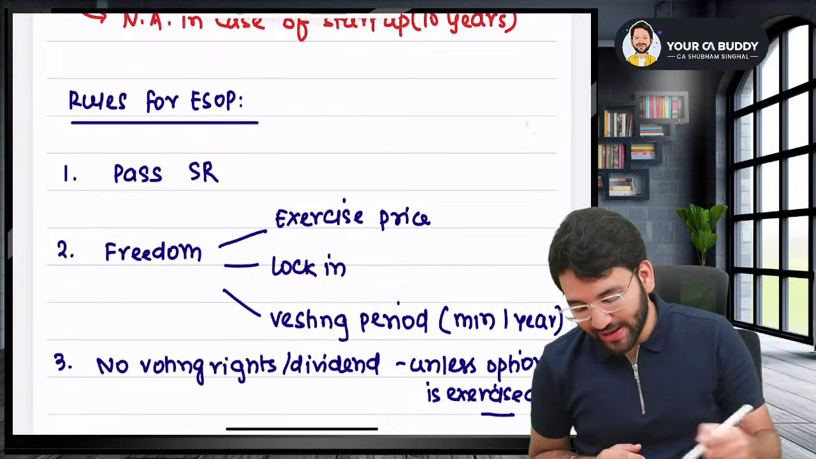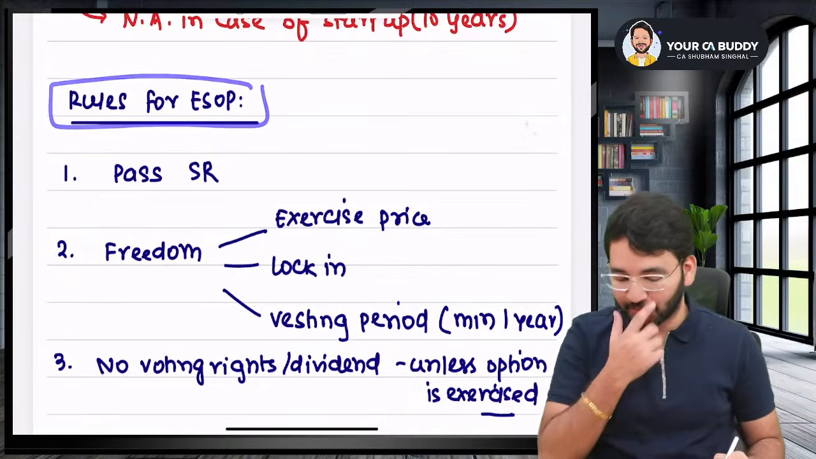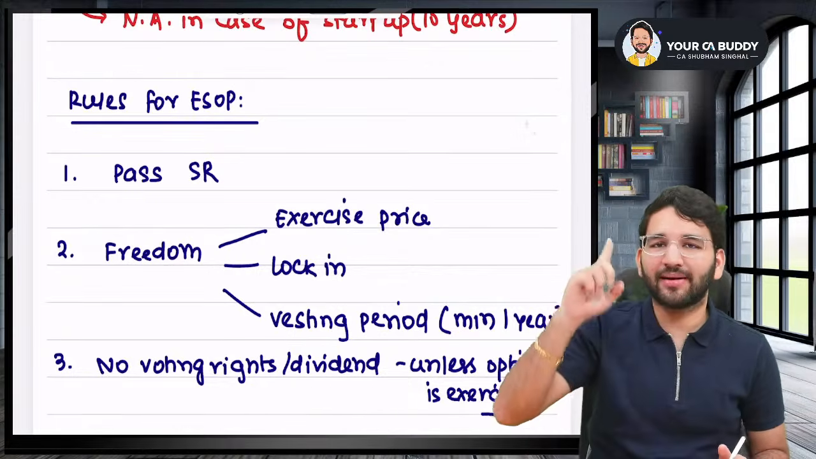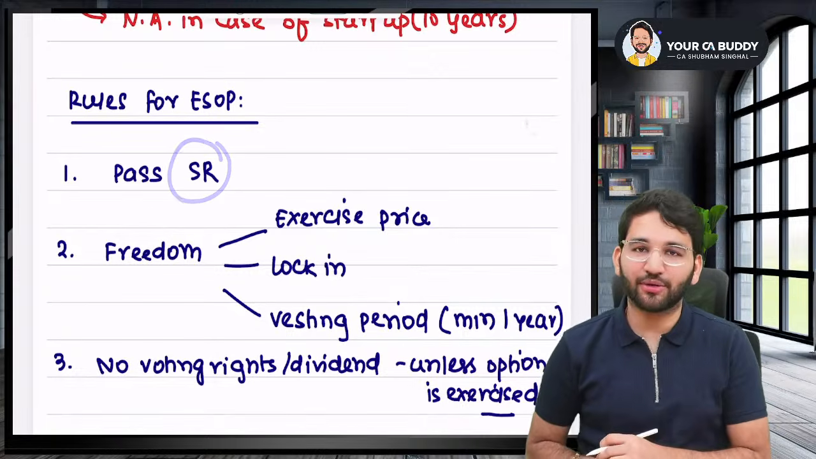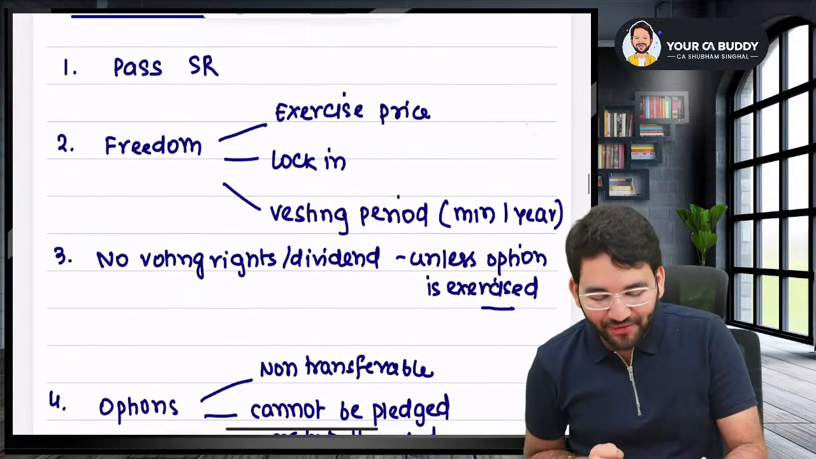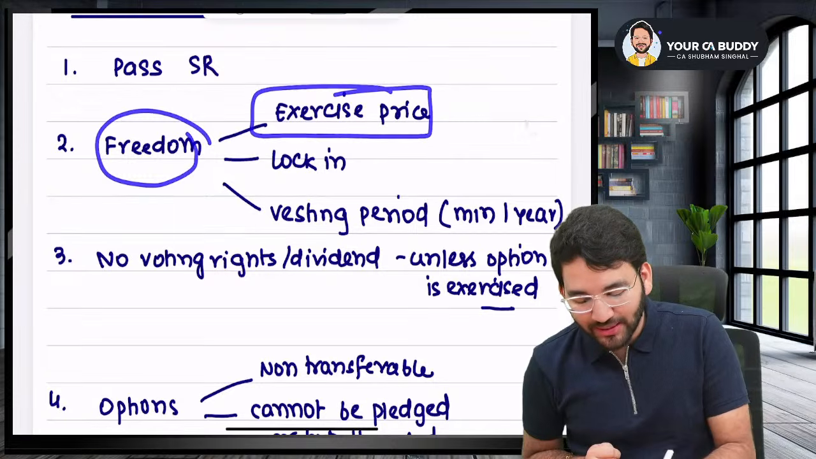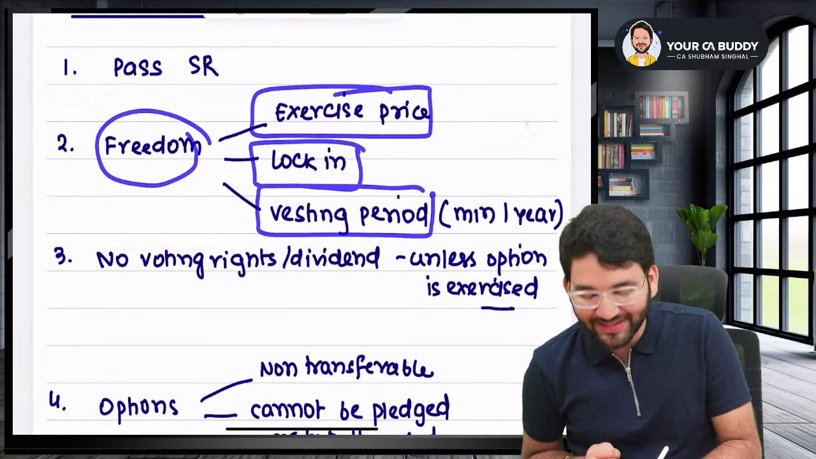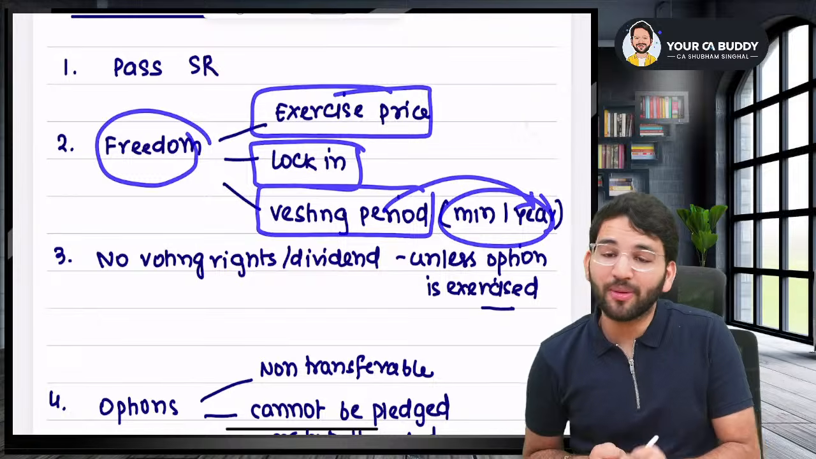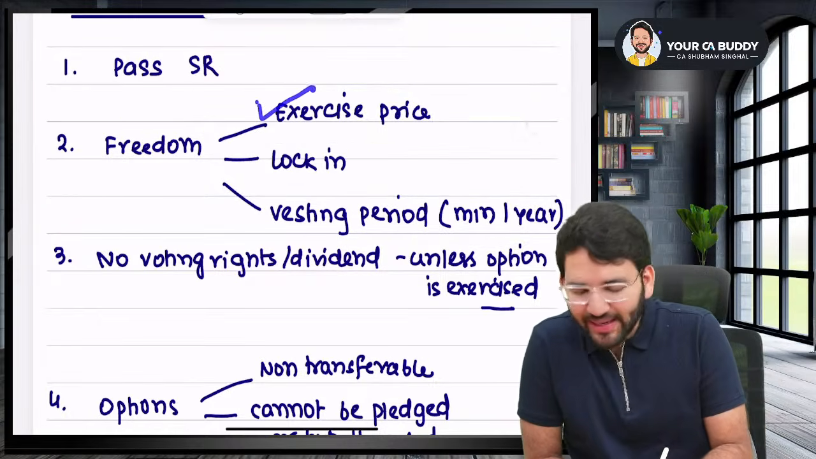Perfect, guys. Now listen to me very carefully, guys. What are the rules of the ESOPs? Sir, some rules, please understand. For ESOPs, you have to pass a special resolution. Number two, sir, you have some freedom. You can decide the exercise price, you can decide the lock-in, and you can decide the vesting period. But the vesting period has to be a minimum of 1 year at least. So you can decide the exercise price.